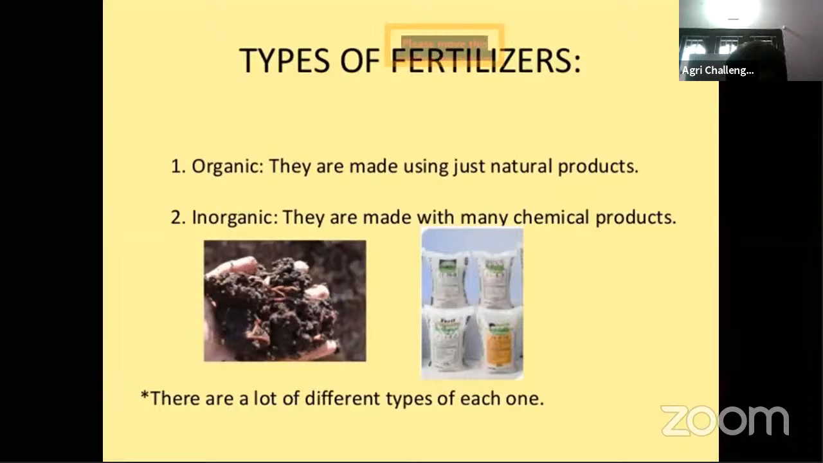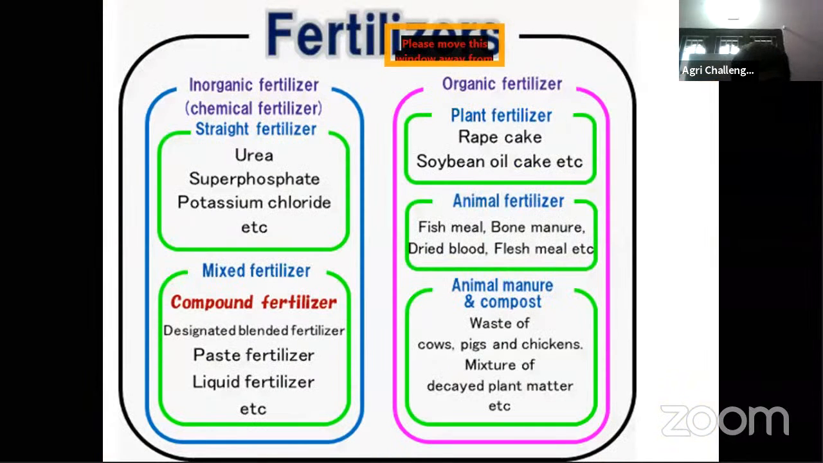Inorganic fertilizers, or chemical fertilizers. Straight fertilizers we discussed already: urea, superphosphate (SSP), and potassium chloride. These are the three basic straight fertilizers.